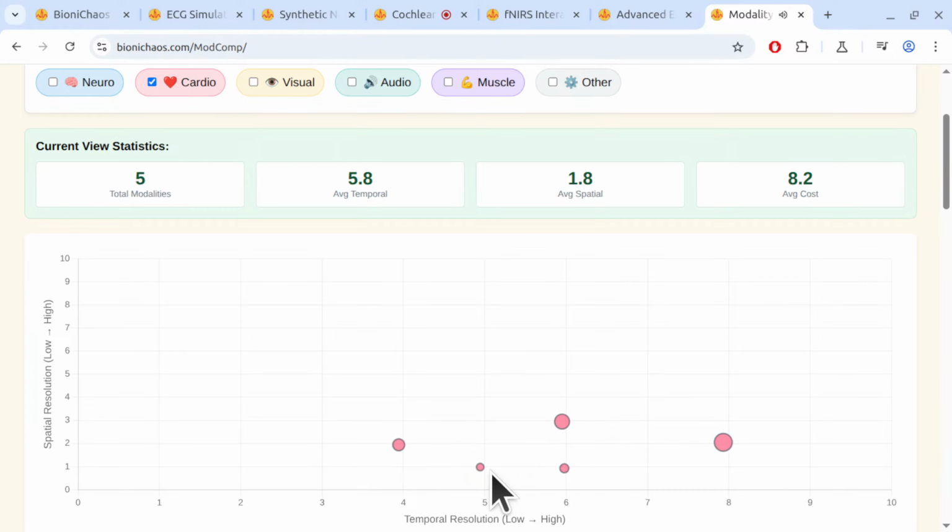Consumer ECG, speed drops a bit to 6 temporal. Spatial is minimal at 1, but the cost is way down at 6 out of 20. Perfect for fitness tracking, just general monitoring.